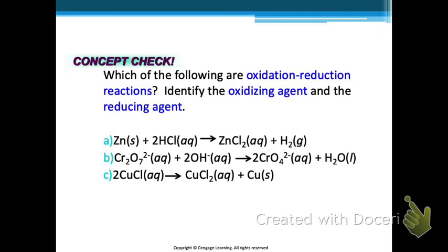Which of the following are oxidation reduction reactions? If something happens and nothing is oxidized or reduced, you just write not a redox reaction. It didn't have any reduction or oxidation. But let's look at the first one.